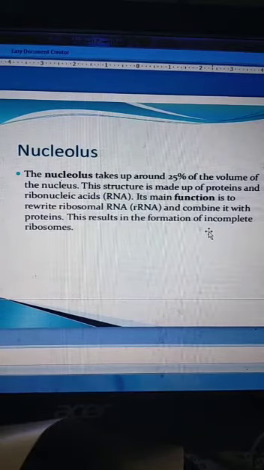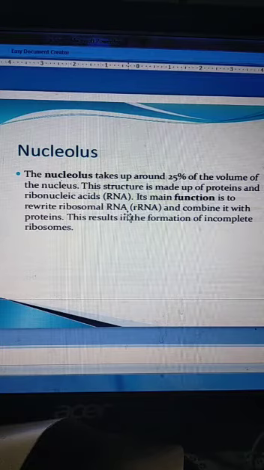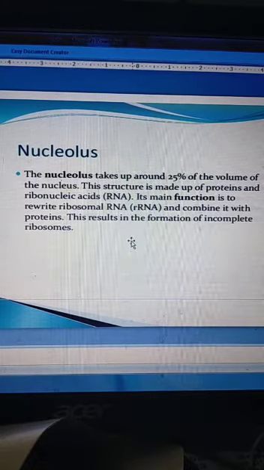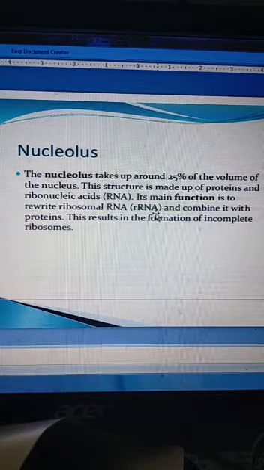Nucleolus. The nucleolus takes up around 25% of the volume of the nucleus. The structure is made up of proteins and ribonucleic acid. Its main function is to transcribe ribosomal RNA and combine it with proteins. This results in the formation of incomplete ribosomes. The nucleolus is the largest structure present in the nucleus. This is chromatin fiber, RNA. Ribosomes participate in protein synthesis.